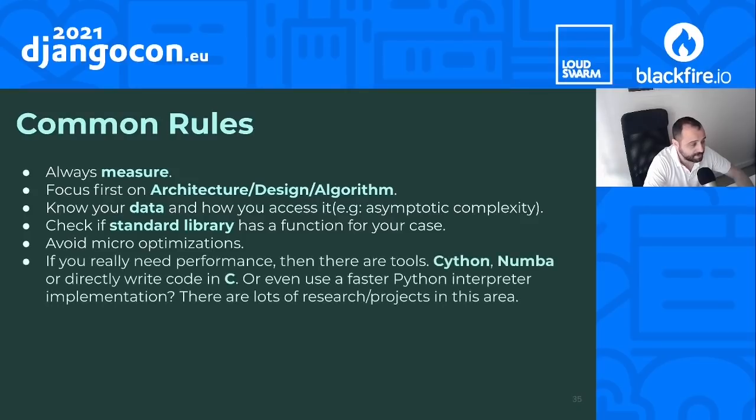And the last thing is, if you really need performance, then there are tools. There are Cython, Numba, or other third-party libraries as well, or you can directly write code in C. For example, with Cython, you can easily write C extensions without dealing with C. Numba is also worth mentioning. With a simple function decorator, you can optimize your CPU-intensive functions.